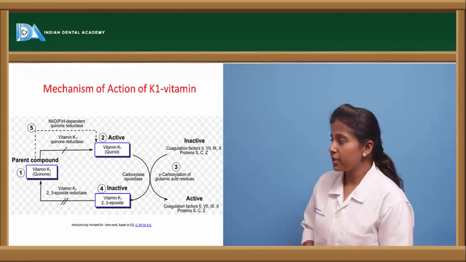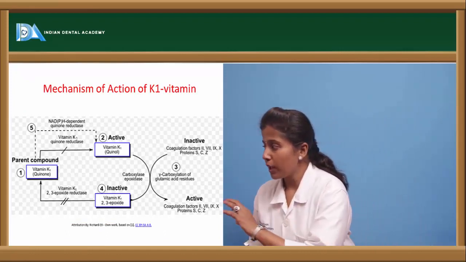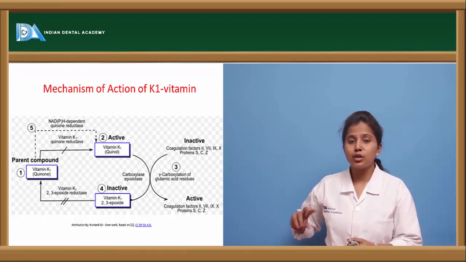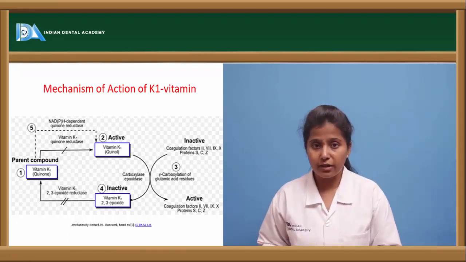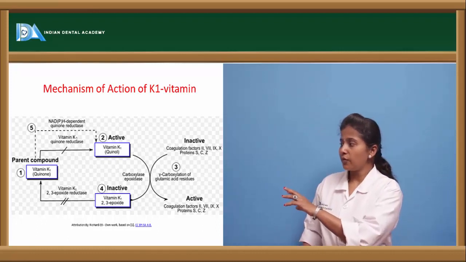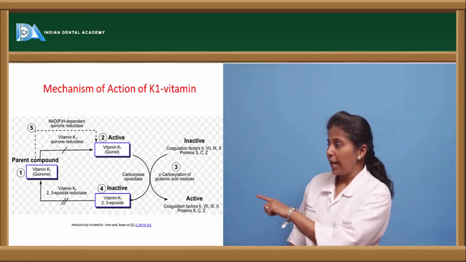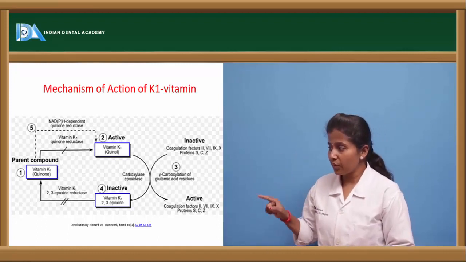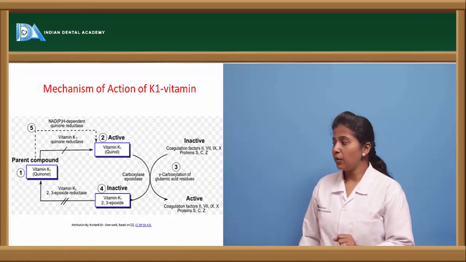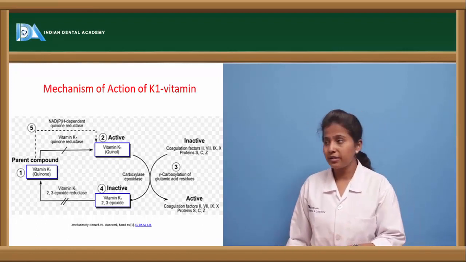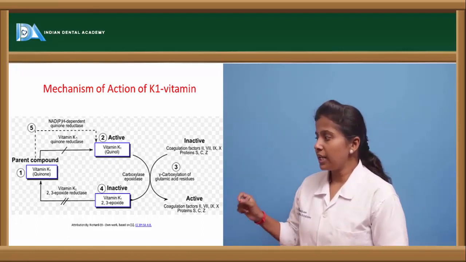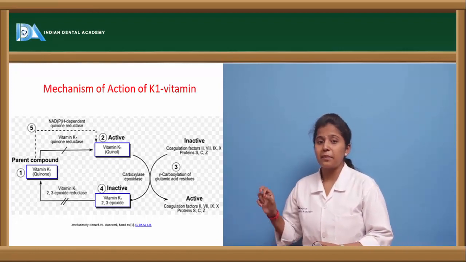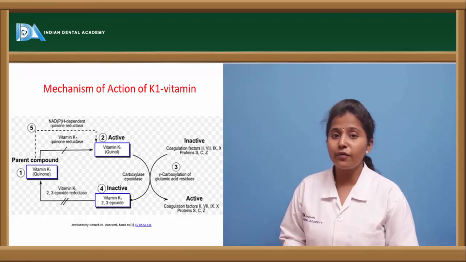Here we can see the mechanism of action of vitamin K1. Vitamin K1, which is also called quinone, exists in two forms, active form as well as inactive form. The inactive form of vitamin K1 is quinol, and the active form of vitamin K1 is 2,3-epoxide. The inactive form is converted to the active form with the help of enzymes called 2,3-epoxide reductase and carboxylase epoxidase. These are the two enzymes mainly aiding in the formation of the active form.